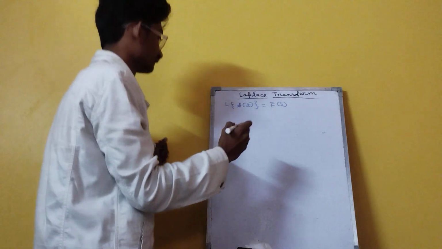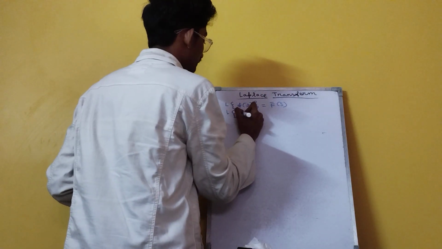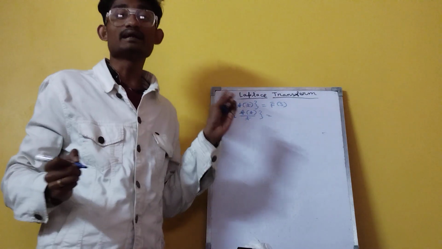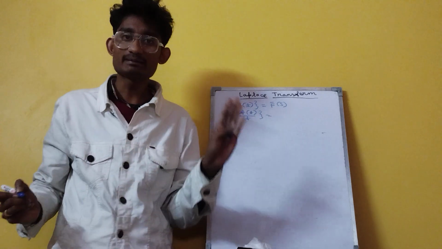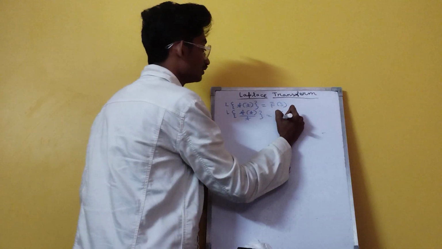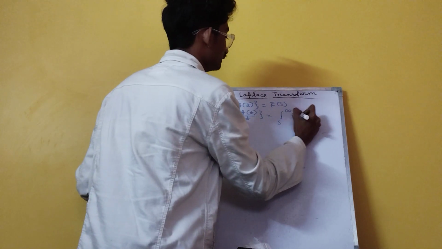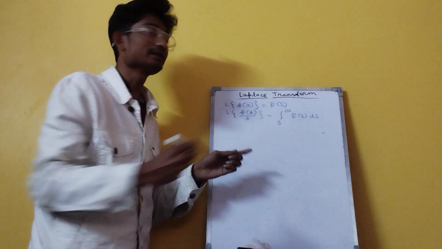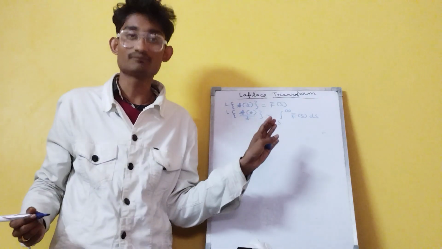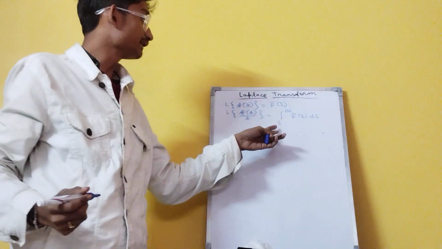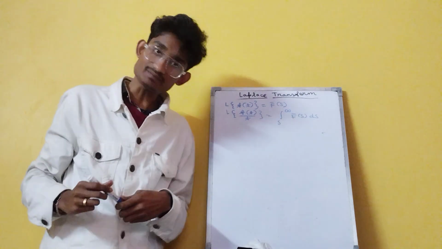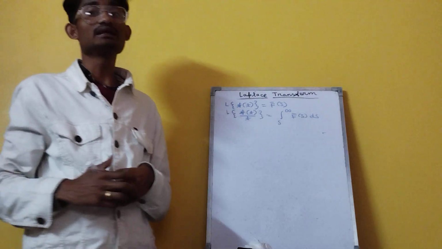For simplicity, Laplace of f of t divided by t, that means you are dividing by the variable t. So what will be the final result? The final result will be the integral from s to infinity of f bar of s ds. That means you are integrating the function f bar of s, which is the original Laplace of f of t, with lower limit s and upper limit infinity. There are many applications of this property.